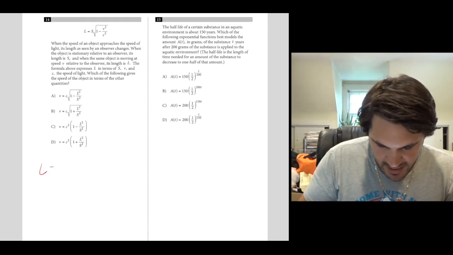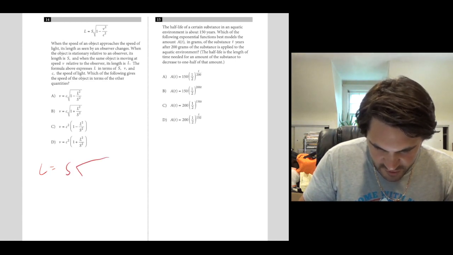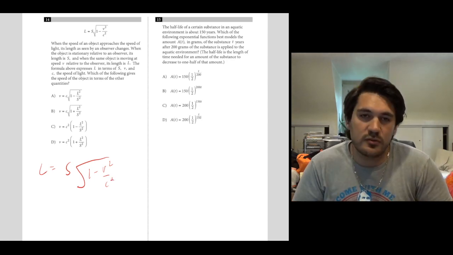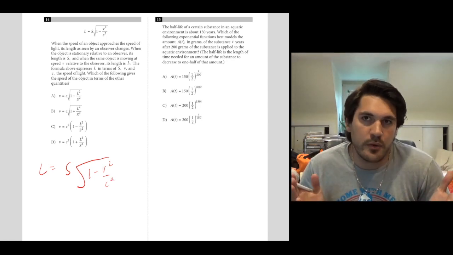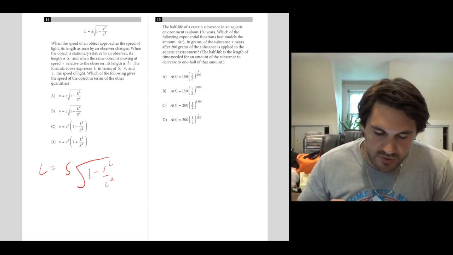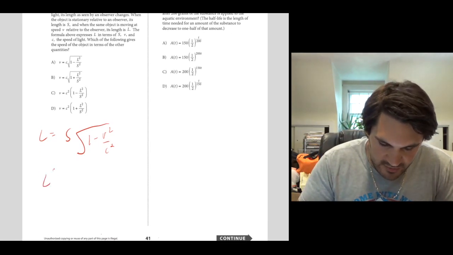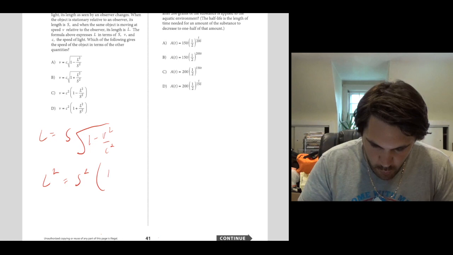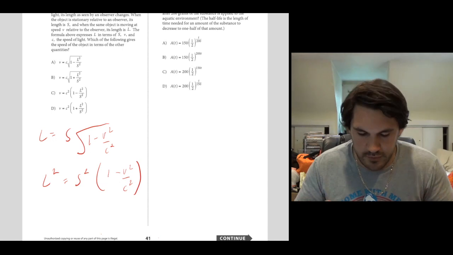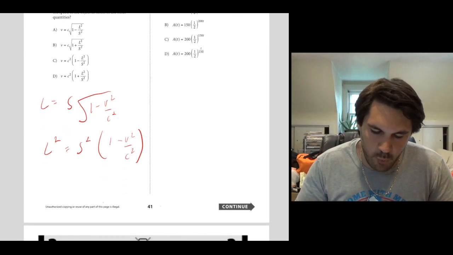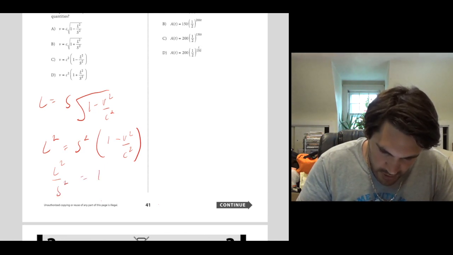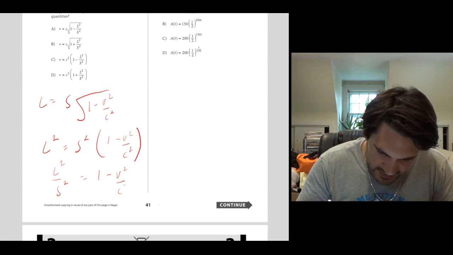So this is going to look like this. We're going to have L equals S times the square root of 1 minus v squared over c squared. A few ways to do this. I would start just by squaring both sides, because why not? So we'll square both sides. So we're going to get L squared equals S squared times 1 minus v squared over c squared. Okay, cool. Easy enough for now. Let's divide both sides by S squared. So we're going to get L squared over S squared equals 1 minus v squared over c squared.